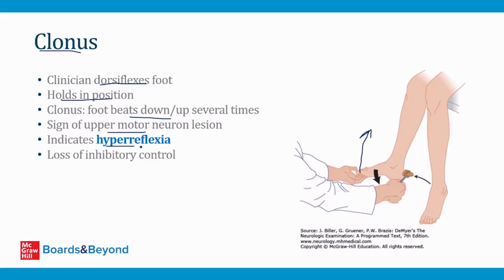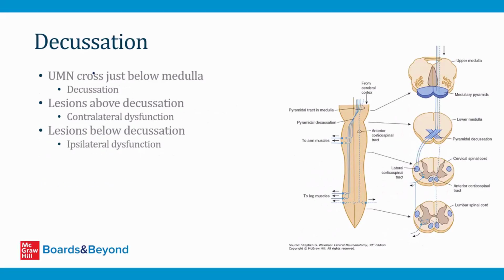This goes hand in hand with hyperreflexia, and it means there's loss of inhibitory control of lower motor neurons due to an upper motor neuron problem. Another feature of the nervous system that I don't think you can get through med school without understanding is decussation. This refers to the fact that upper motor neurons cross from one side of the body to the other.